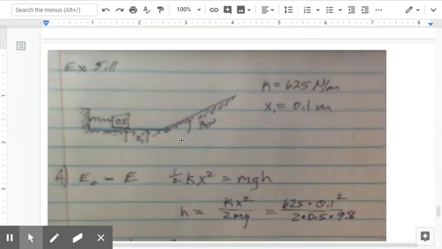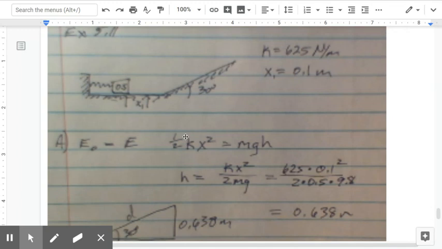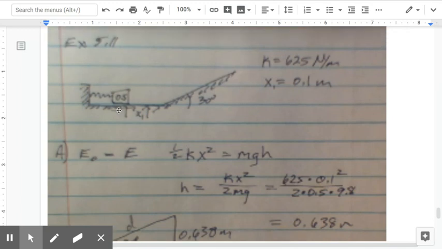Okay, let's do one more sample problem here to finish up our notes on this section. On this one, we have a block that has been pushed against the spring, distance x1. The spring has a constant of 625 Newton meters. The compression is 0.1 meters. The first thing we're supposed to solve for is how far up the ramp does it go?